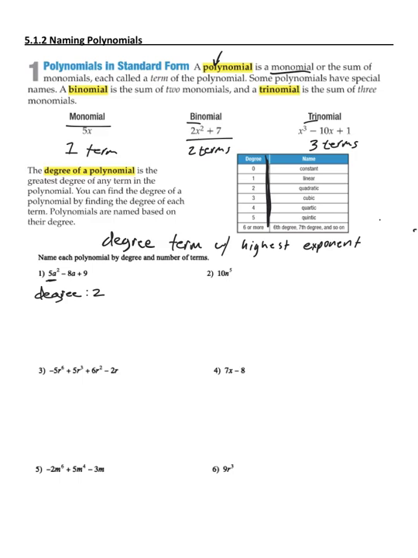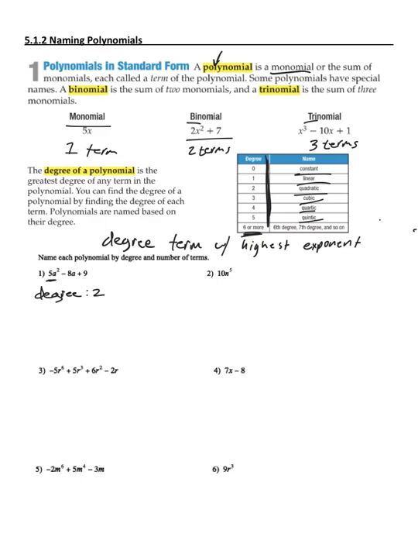If the degree is 0, if there's no variable, we just call that a constant. Degree 1, linear. Degree 2, quadratic. That's very familiar from chapter 4, a lot of times with quadratics, ones that had squared terms. Cubic, quartic, and quintic. Cubic is degree 3, quartic is degree 4, quintic is degree 5. Anything with a degree of 6 or more, 6th degree, 7th degree, and so on.